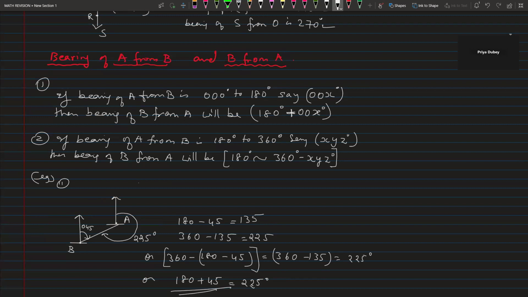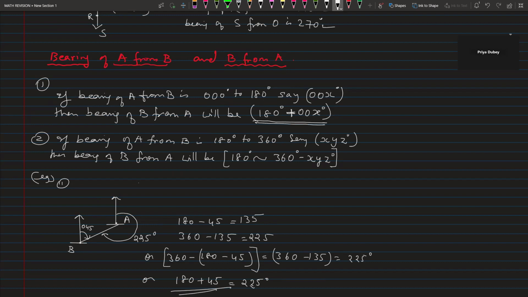Okay, so here I have written: if the bearing of A from B is between 000 to 180 degrees, for any two points A and B, if the bearing is in the range of 000 to 180, suppose it is say x, right? Then the bearing of B from A will be how much? Then the shortcut method is it will be 180 plus that.